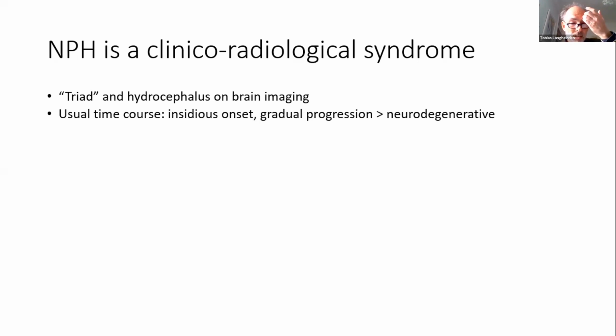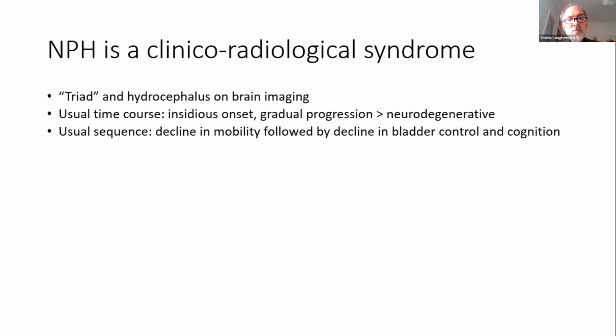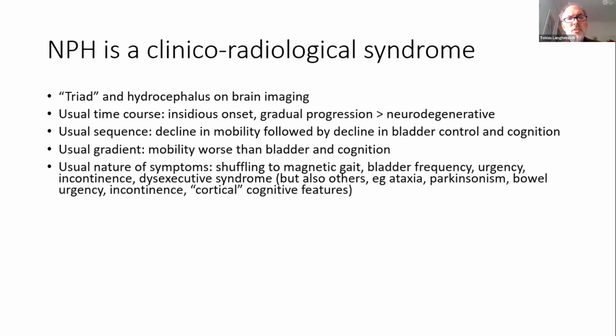Now, if we define the typical clinical syndrome of normal pressure hydrocephalus, the usual time course is one of insidious onset and gradual progression, so it will mimic neurodegenerative disease. The usual sequence is that the decline in mobility is first, and it is followed by a decline in bladder control and cognition. The gradient is that usually mobility remains worse than bladder and cognition.